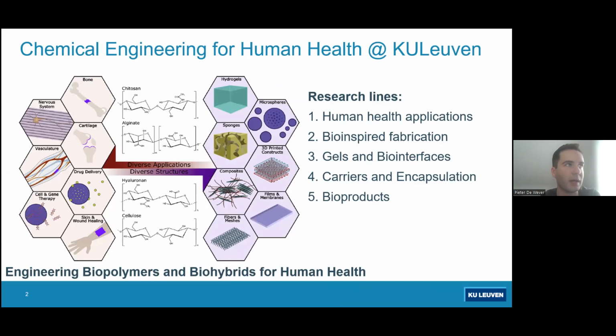So we are doing chemical engineering for human health, which involves finding solutions for human health applications, involving, for instance, bone tissue engineering, development of drug delivery systems, or cell and gene therapy. And this is accomplished by using polysaccharides in order to create 3D structures like hydrogels, sponges, and microspheres, or alternatively 2D structures like films and coatings.